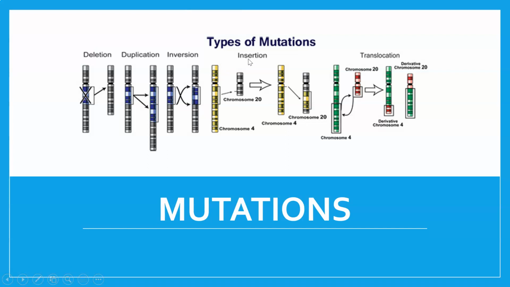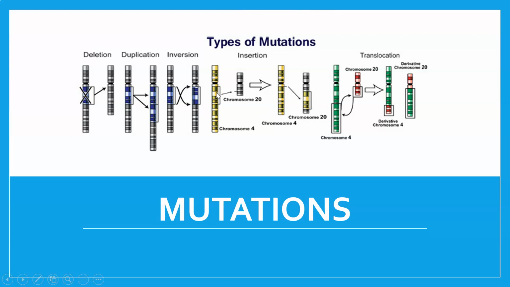Another type of mutation is insertion. So we've got the gene there and a different chromosome is inserted. We've got chromosome 4, and chromosome 20 is actually inserted into it, and we've got swaps that have occurred.